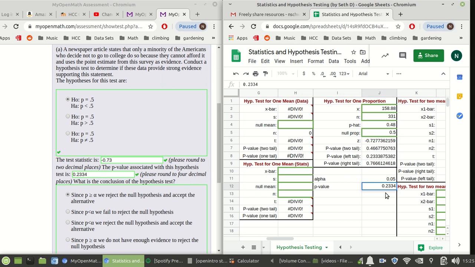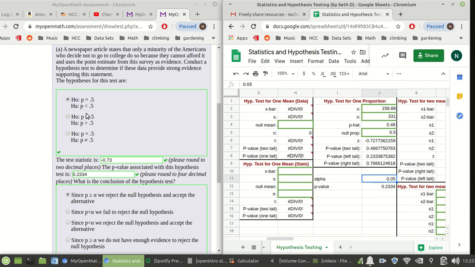So this is my p-value. This alpha is our cutoff. So if our p-value had been less than 0.05, we would reject the null hypothesis. But it's greater than 0.05. It's like 23%. So we will fail to reject the null hypothesis. And so let's look at our choices. Here we can see that the p-value is bigger than alpha. So we reject the null hypothesis and accept the alternative.